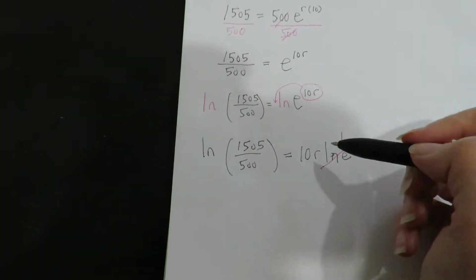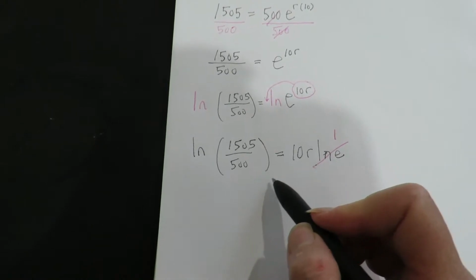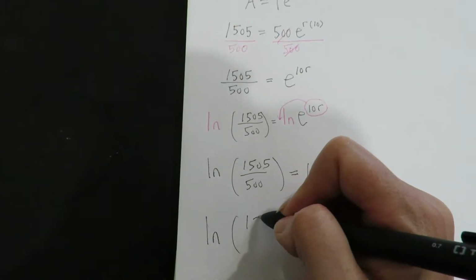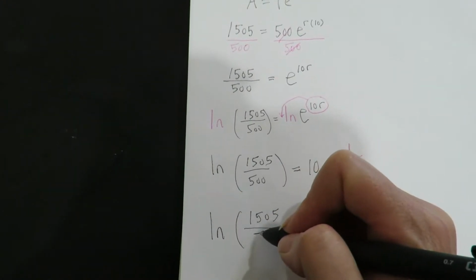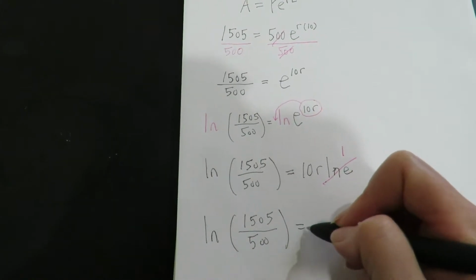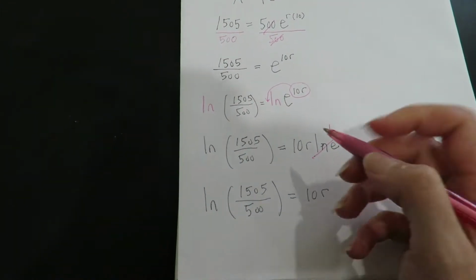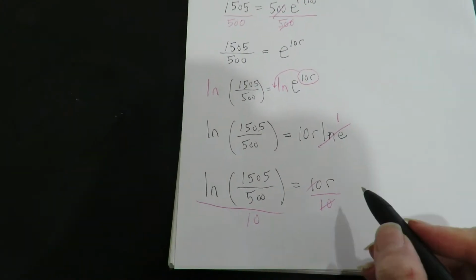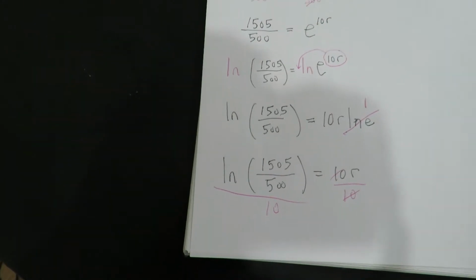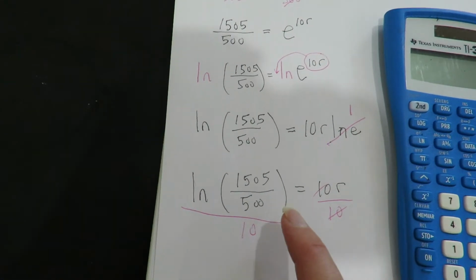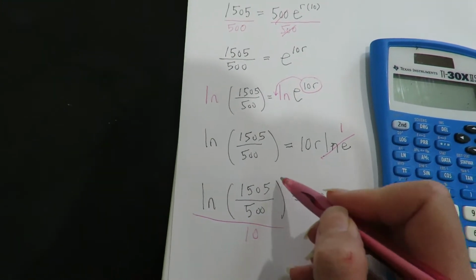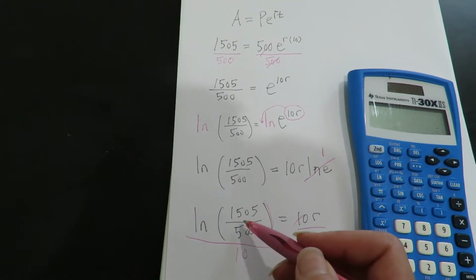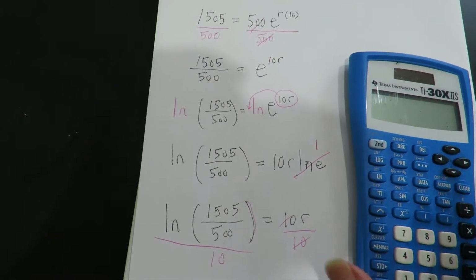We're almost there. We almost have r isolated. So to get r isolated, you just need to divide the 10 off to the other side. Okay, so now we'll divide the 10 off, and we'll be able to solve for r in this next step. And I know I'm repeating myself, but this is really important. You have to close the parenthesis on the log, otherwise it will also suck in the 10 when you put it in your calculator, and you don't want it to do that.